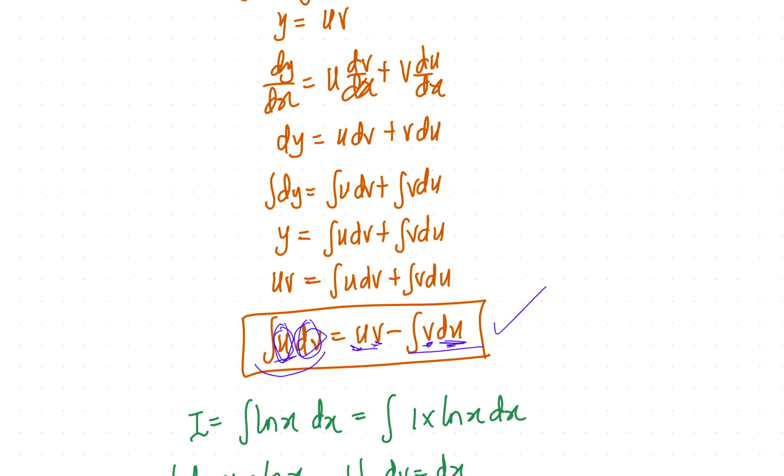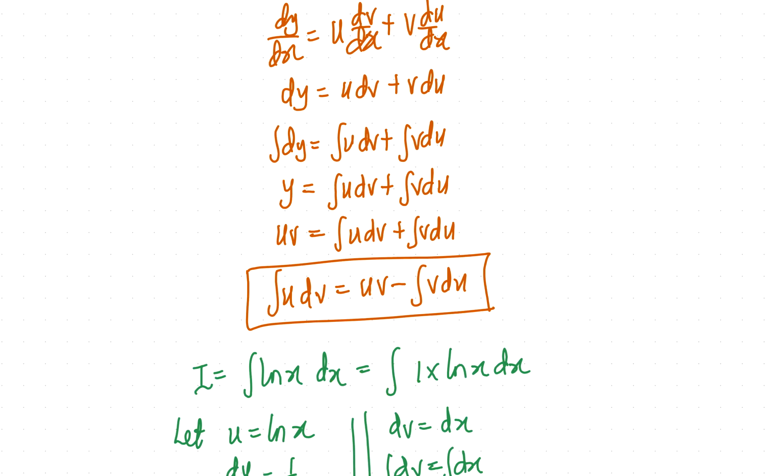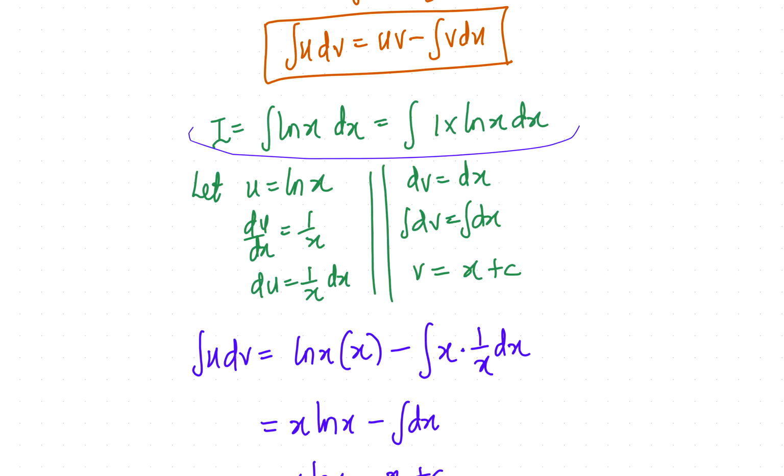So the trick we are then going to use is to say that since I equals the integral of ln x dx, it's the same thing as the integral of 1 times ln x dx, because 1 times ln x is still ln x. And since you know it is easy to differentiate ln x, you can take ln x as your u, because u is that thing which you need to differentiate to get du. And then what will be your dv?